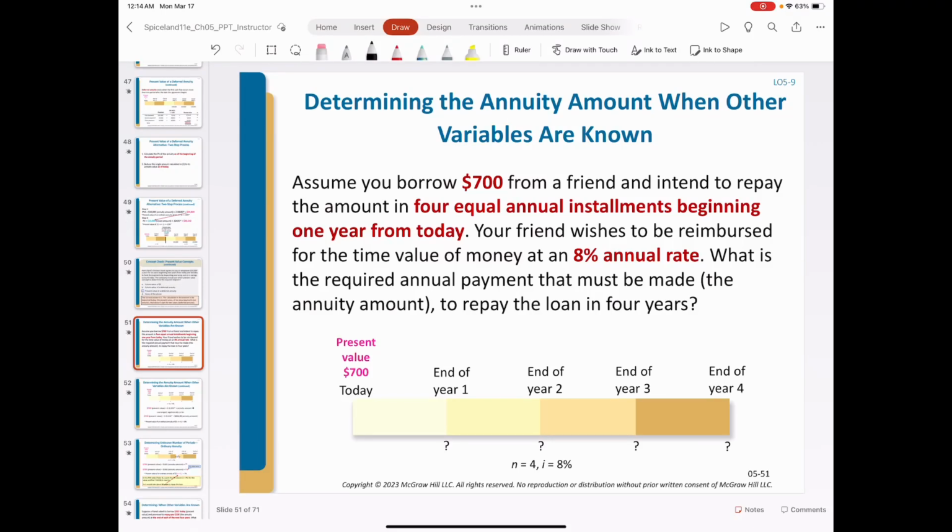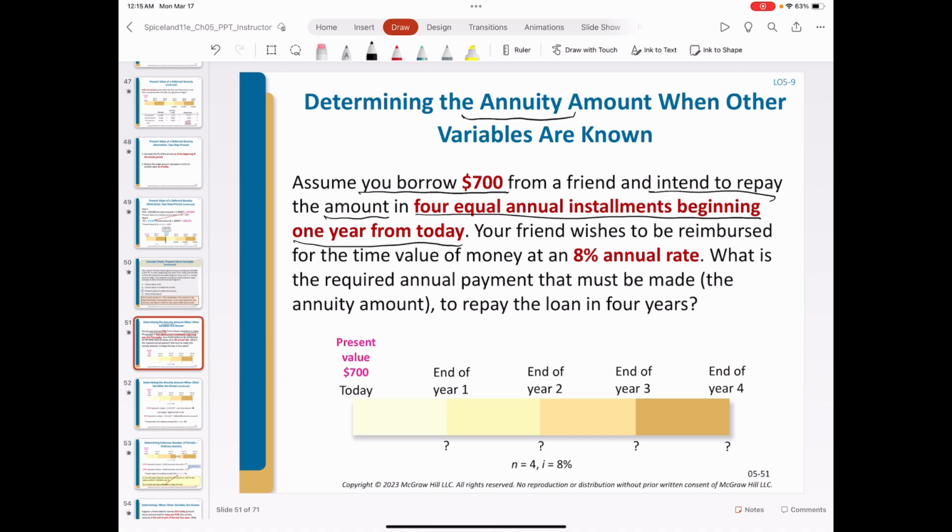Similar to the single sum for unknown interest and number of periods I introduced, we can also solve the similar problem for annuities. In this example, assume you borrow $700 from a friend. You intend to repay the amount in 4 equal annual installments beginning 1 year from today.